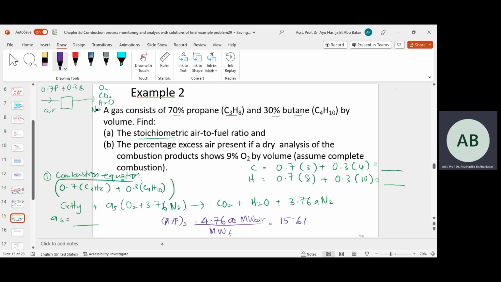Now, once you get the AF stoic, go for B, where the given percentage excess air present if dry analysis shows 9% of O2 by volume. So O2 in the flue gas in dry basis, similar to the previous example, same step. Now it is 9%. Okay, try to calculate what is the percentage of excess air.